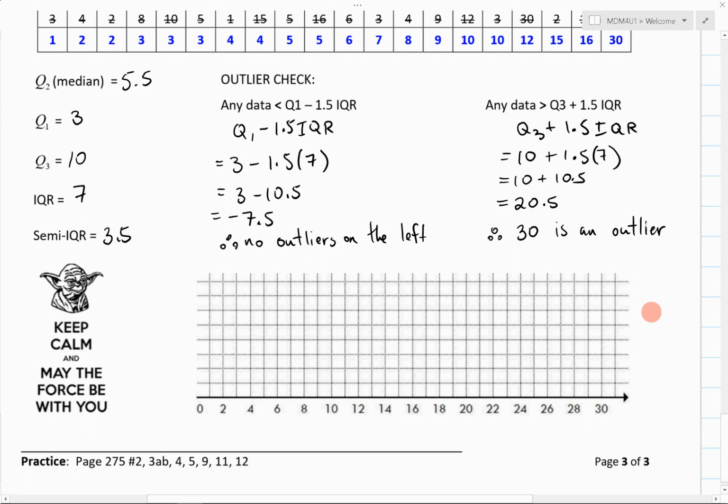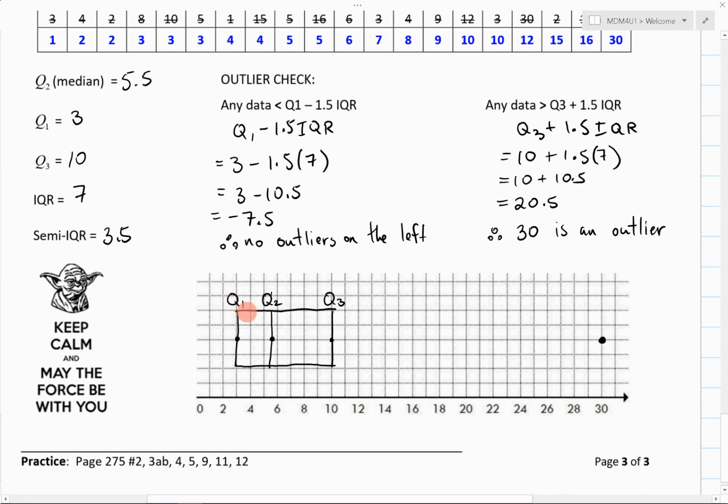Okay, so I'm going to plot my 30 out here as a single point, and my quartile 2 is at 5.5, so it's going to be somewhere right there. My quartile 1 is at 3, or about right there, and quartile 3 is at 10, so here's quartile 3. I'm just going to put some points here like this and create the box. And I'm going to label quartile 2 over here, quartile 3 over here, and quartile 1 over here.